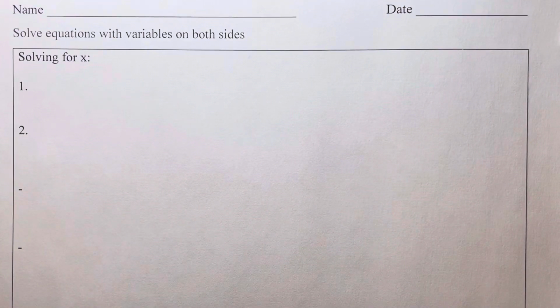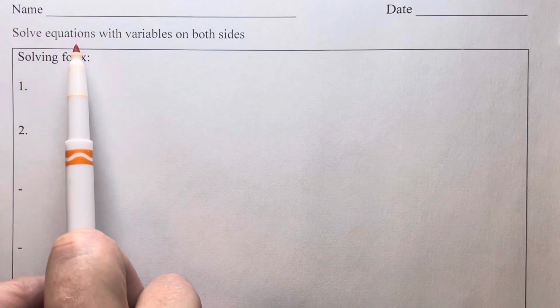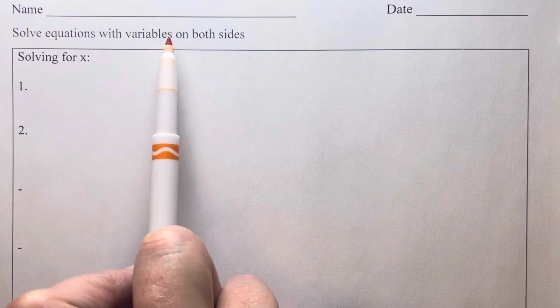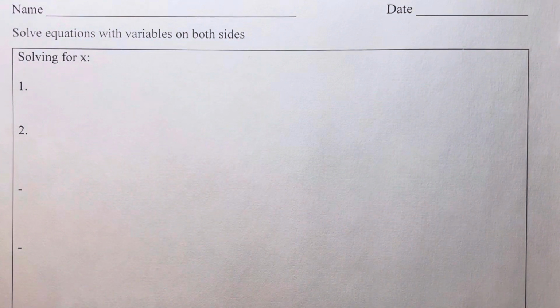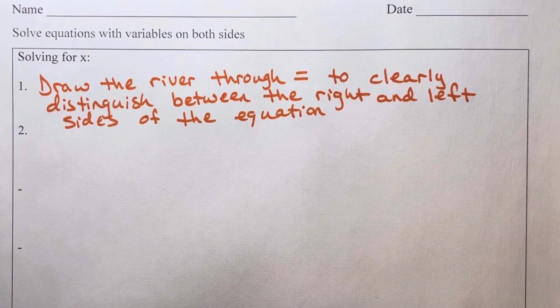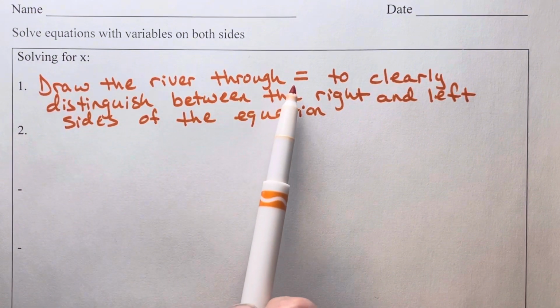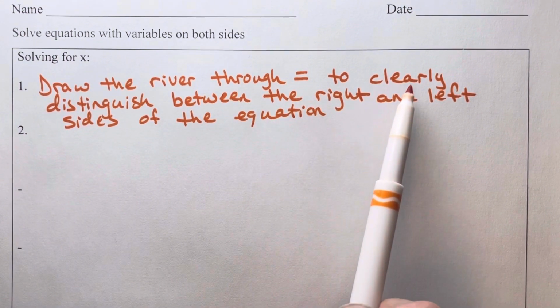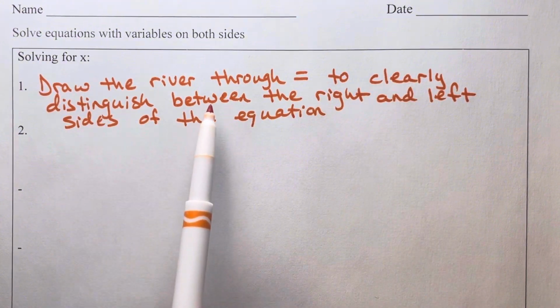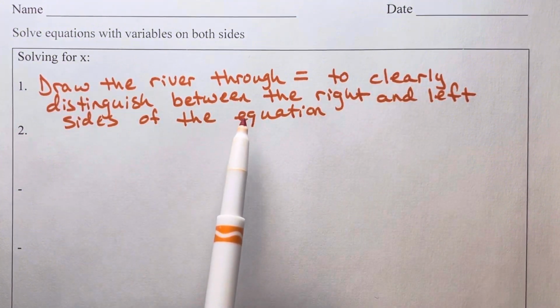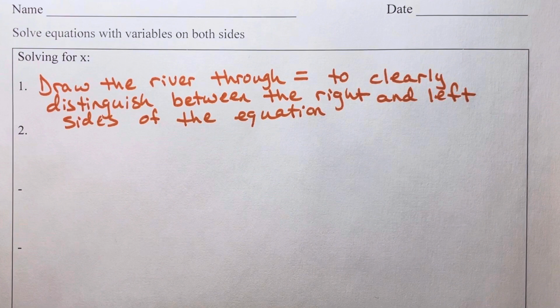In today's math lesson, we're going to solve equations with variables on both sides. When solving for x, I strongly encourage you to draw that river through the equal sign to clearly distinguish between the right and left sides of the equation. It's really very simple, but extremely helpful.